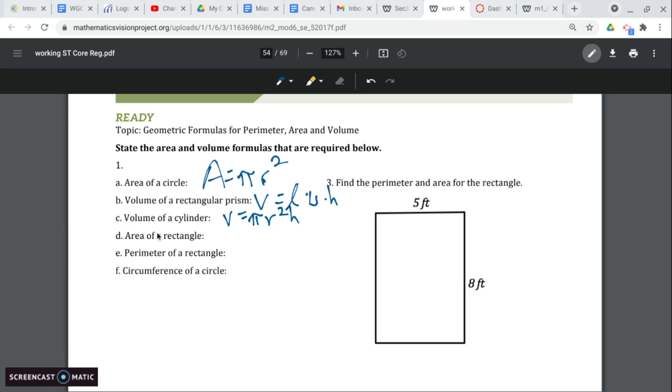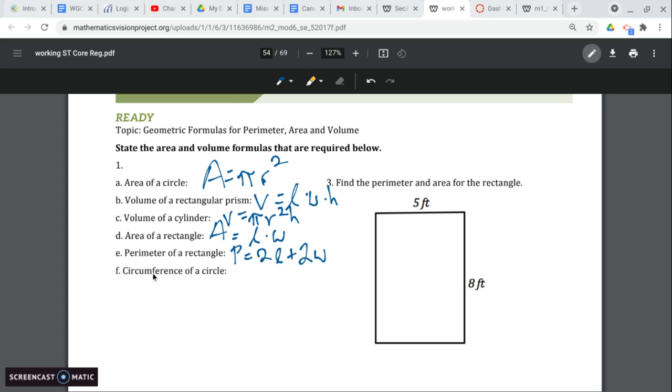Area of a rectangle is just length times width. Such as in this one, you just take 5 times 8 to find the area. For perimeter of a rectangle, you're taking 2 times the length plus 2 times the width and adding them together. So you take 2 times 5, which is 10, plus 2 times 8, which is 16. So 10 plus 16 would be 26 for your perimeter.